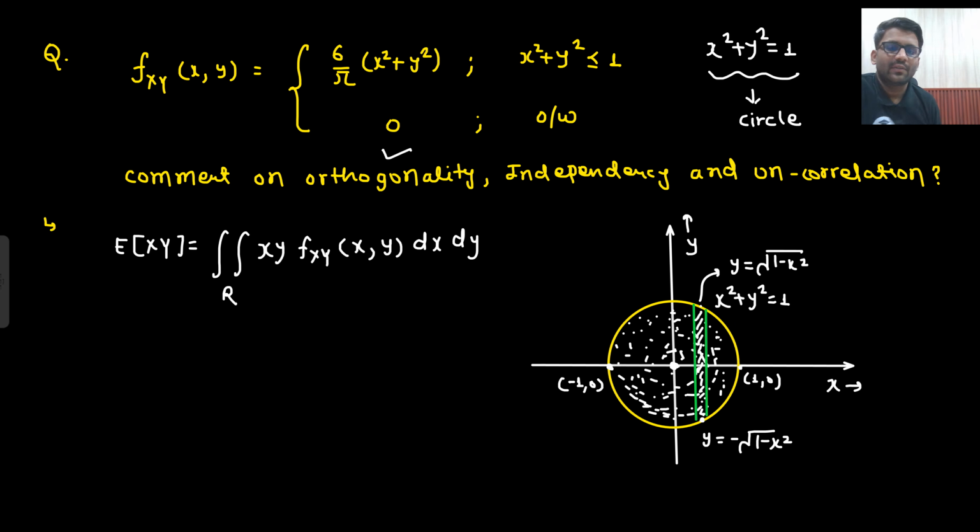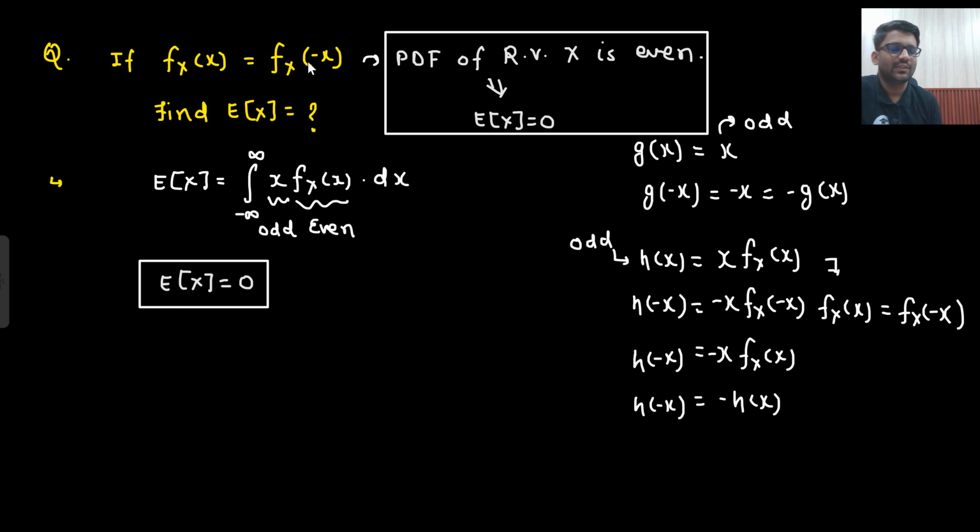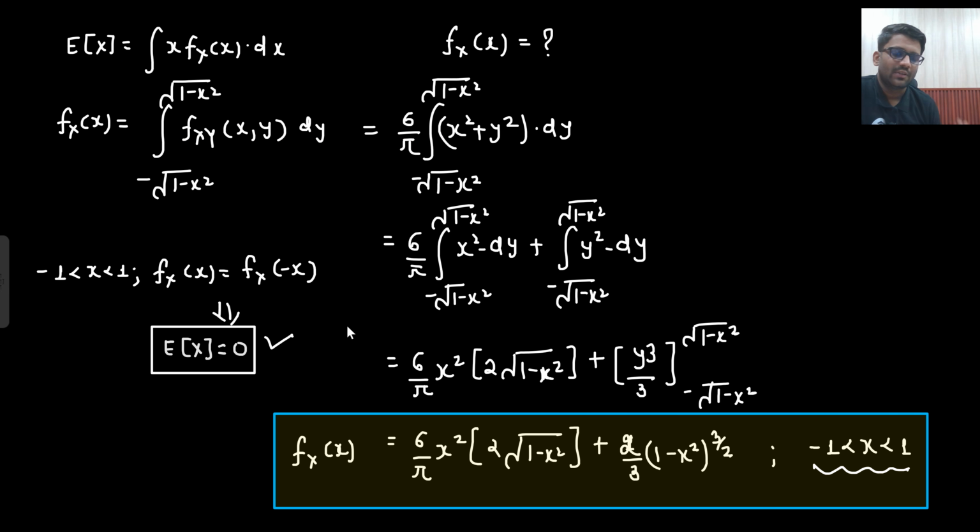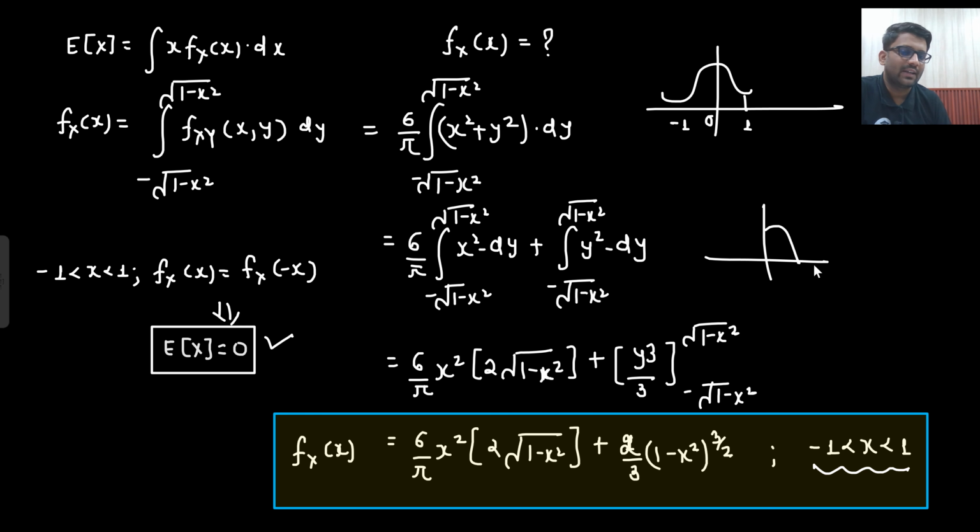Here we proved that if your fx of x is equal to fx of minus x, that means your expectation of x will be equal to 0. But you need to see the limit as well, from minus 1 to 1. That means the limit is symmetric, and my graph is also symmetric. Whatever graph we get between 0 to 1, the same graph I am getting between 0 to minus 1 as well. Let's say only this graph was there, with the limit between 0 to 1. Even though this graph could be symmetric, the random variable x was taking values from 0 to 1 only. So you cannot say that expectation of x will be 0. Are you able to understand this point?